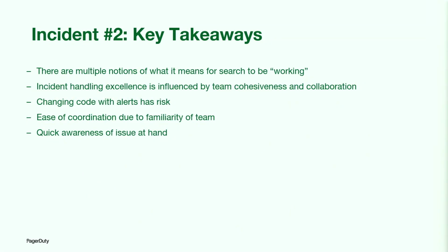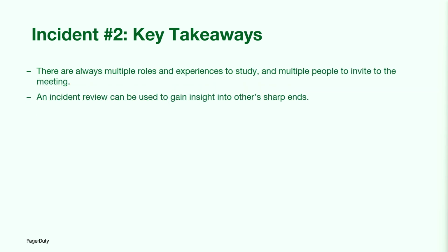But we had a lot more key takeaways in Incident 2, right? There were multiple notions of what it meant for search to be working. Incident handling excellence was influenced by team cohesiveness and collaboration. Changing code with alerts has risk. There was an ease of coordination due to the familiarity of the team. This team had actually all worked together for the last several years, and so they all knew each other really well. And there was a quick awareness of the issue at hand.